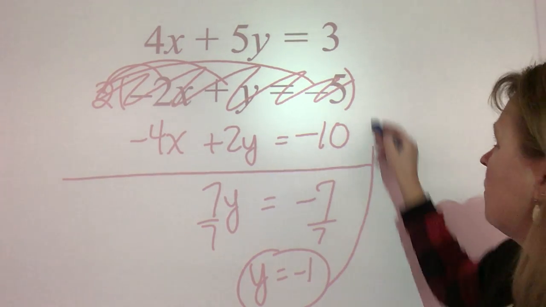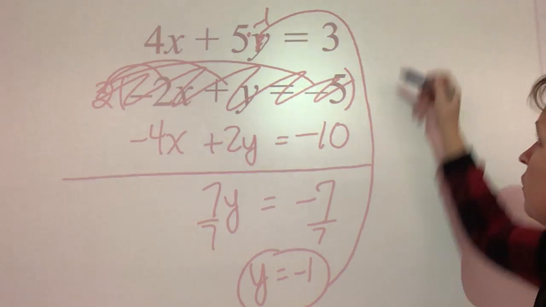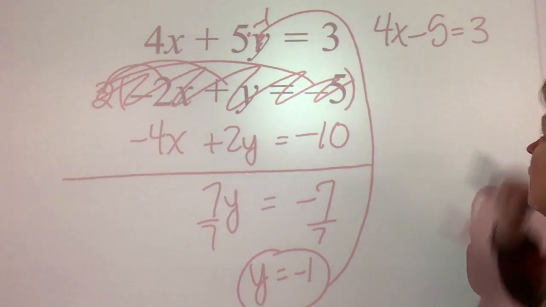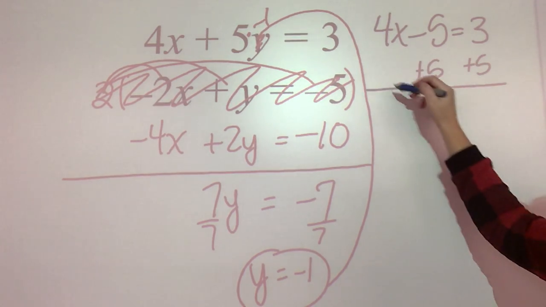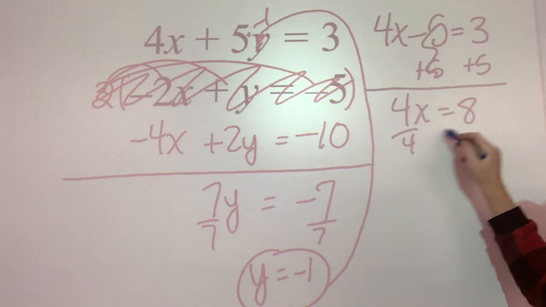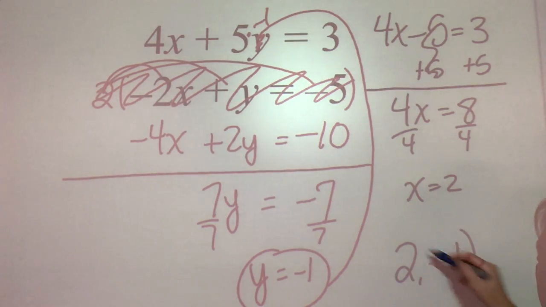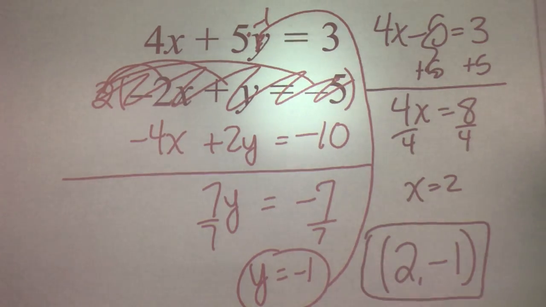Take that negative 1, make sure it goes in for y. 5 times negative 1, you get 4x minus 5, because 5 times negative 1 is negative 5. 2 steps, add 5 to both sides. You get 4x equals 8. Divide by 4, and you get x equals 2. Final answer, 2, comma, negative 1. That's it. Those are your examples.